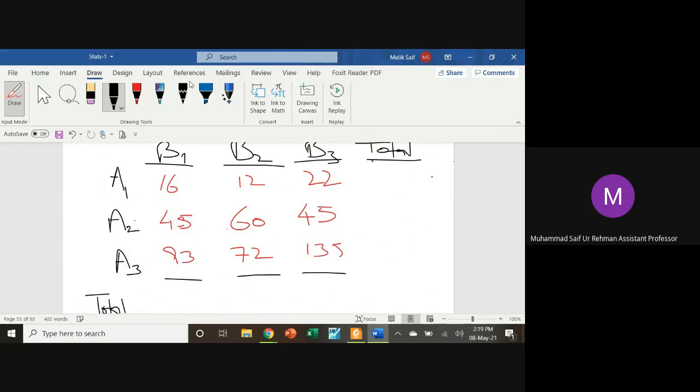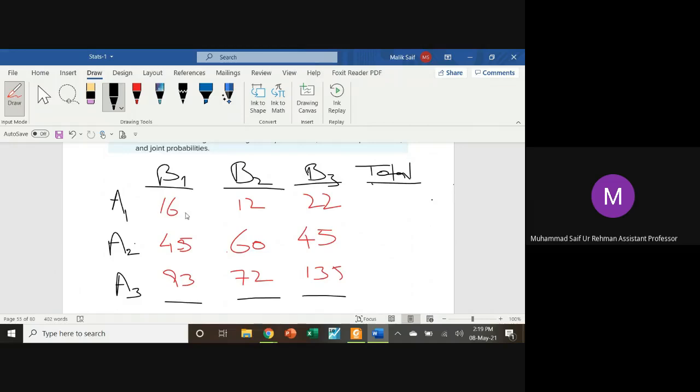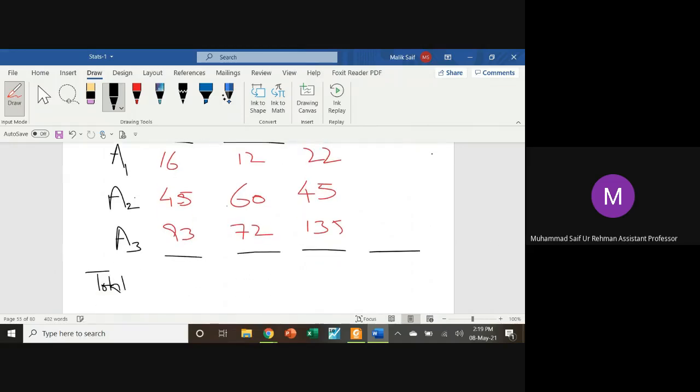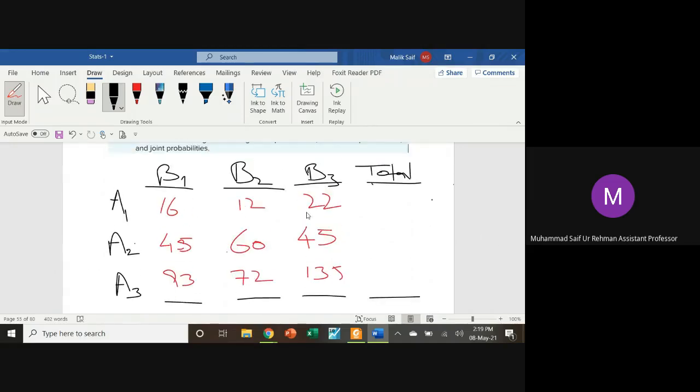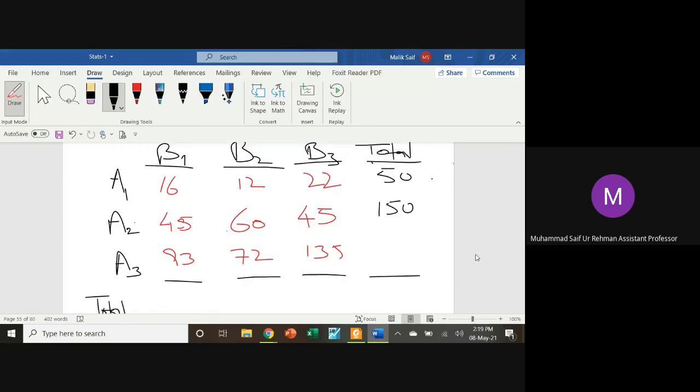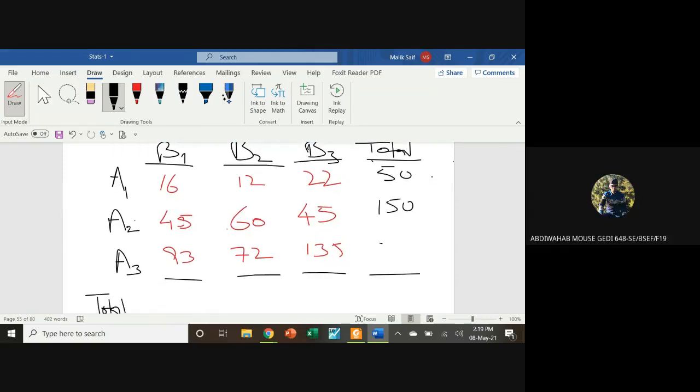So now you are required to add the values that are in rows. I mean 16 plus 12 plus 22. What is the answer? So quickly add and tell me. 50, sir. Okay. A2, 45 plus 60 plus 45. 150, sir. A3, 93, 72, 135. 300.